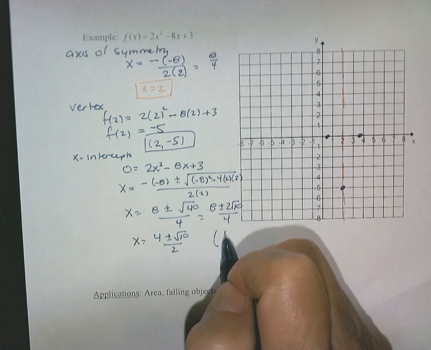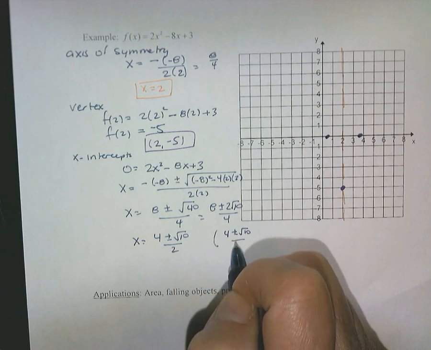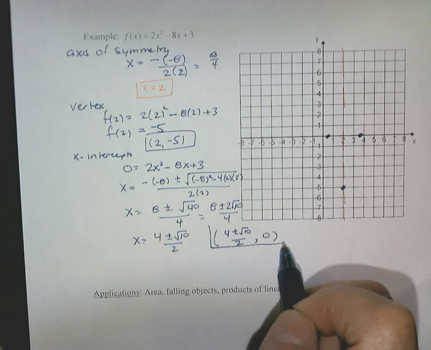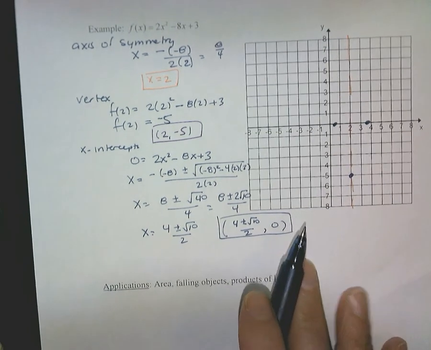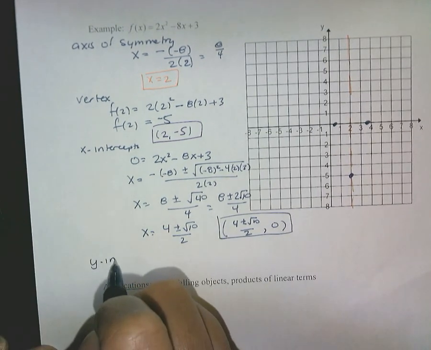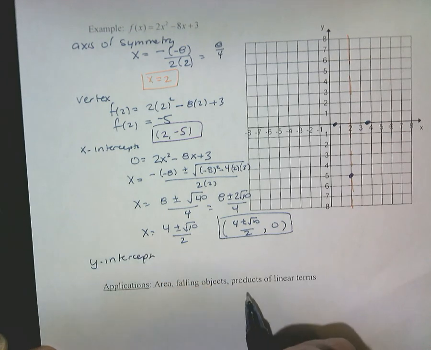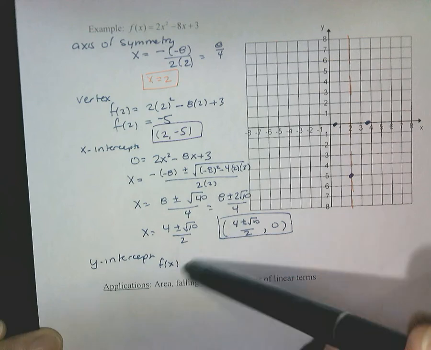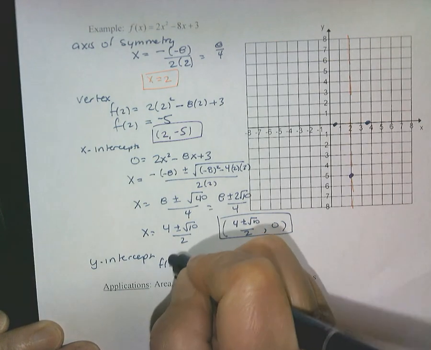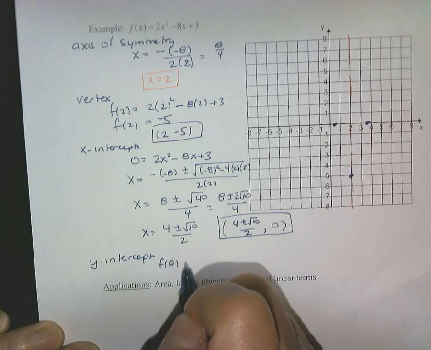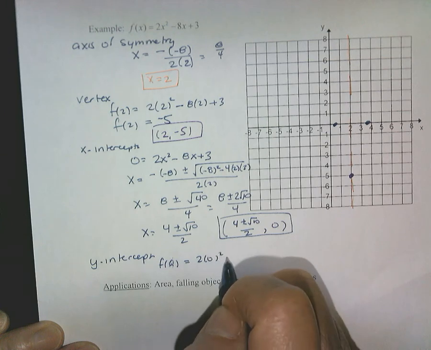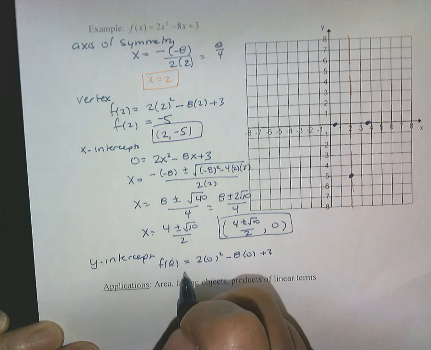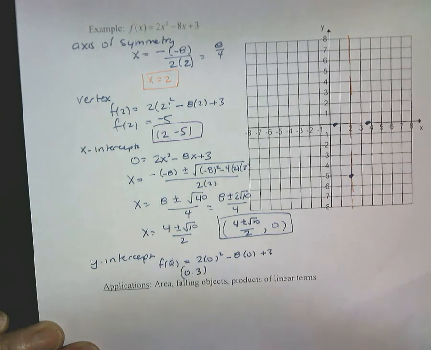So you could do this either way. You could do 4 plus or minus the square root of 10 over 2. You can use the decimals. I'll put this answer there. Then we're going to look at the y-intercept. The y-intercept is when x equals 0. So f of x, it's actually f of 0, equals 2 times 0 squared minus 8 multiplied by 0 plus 3. So f of 0 equals 3. So I'm going to have the point 0, 3.